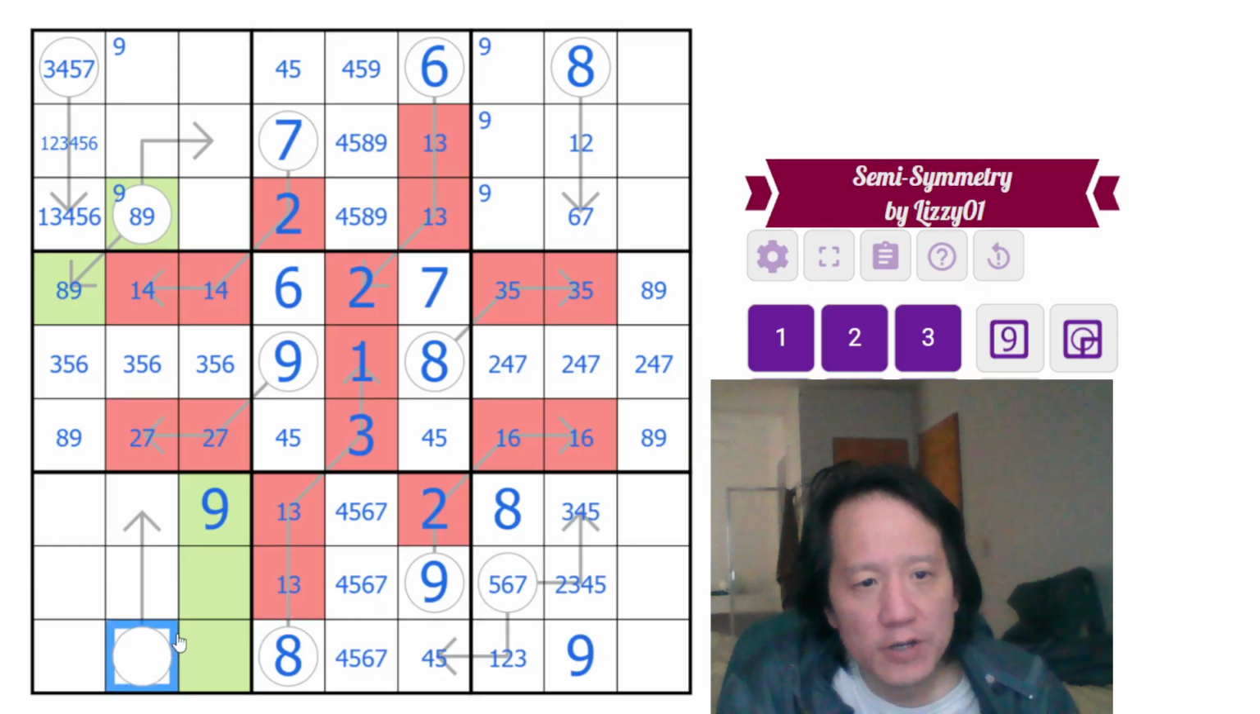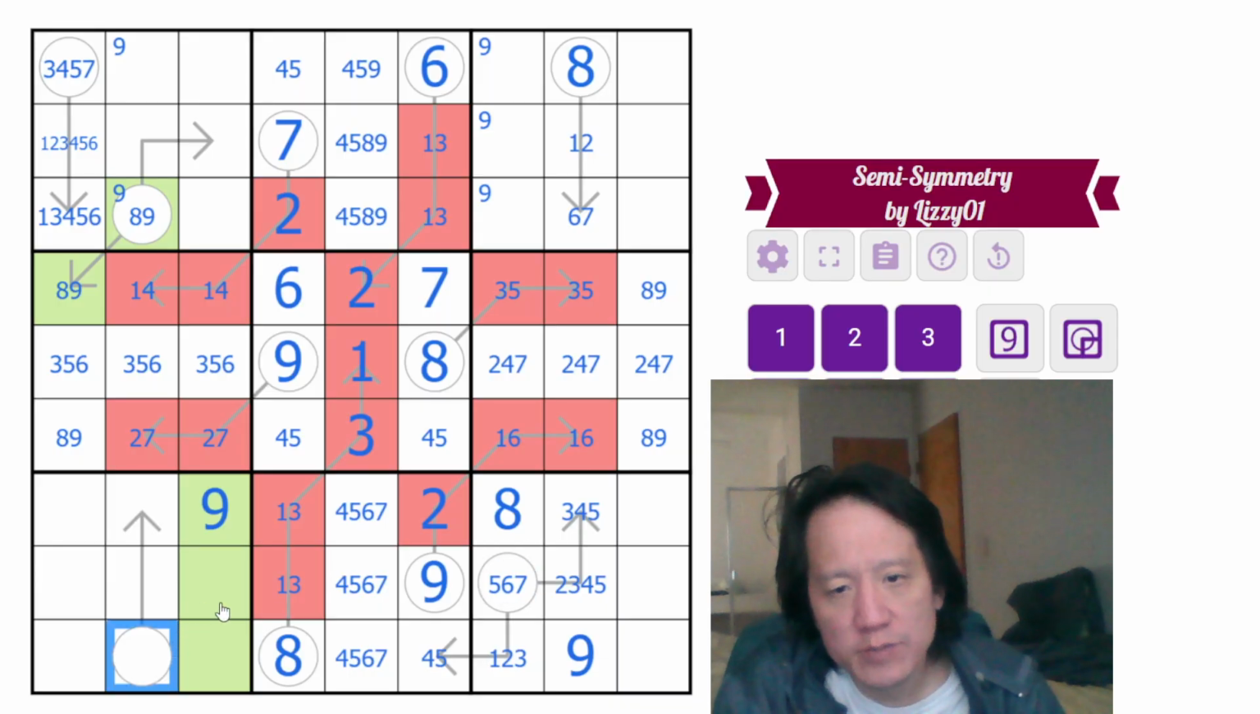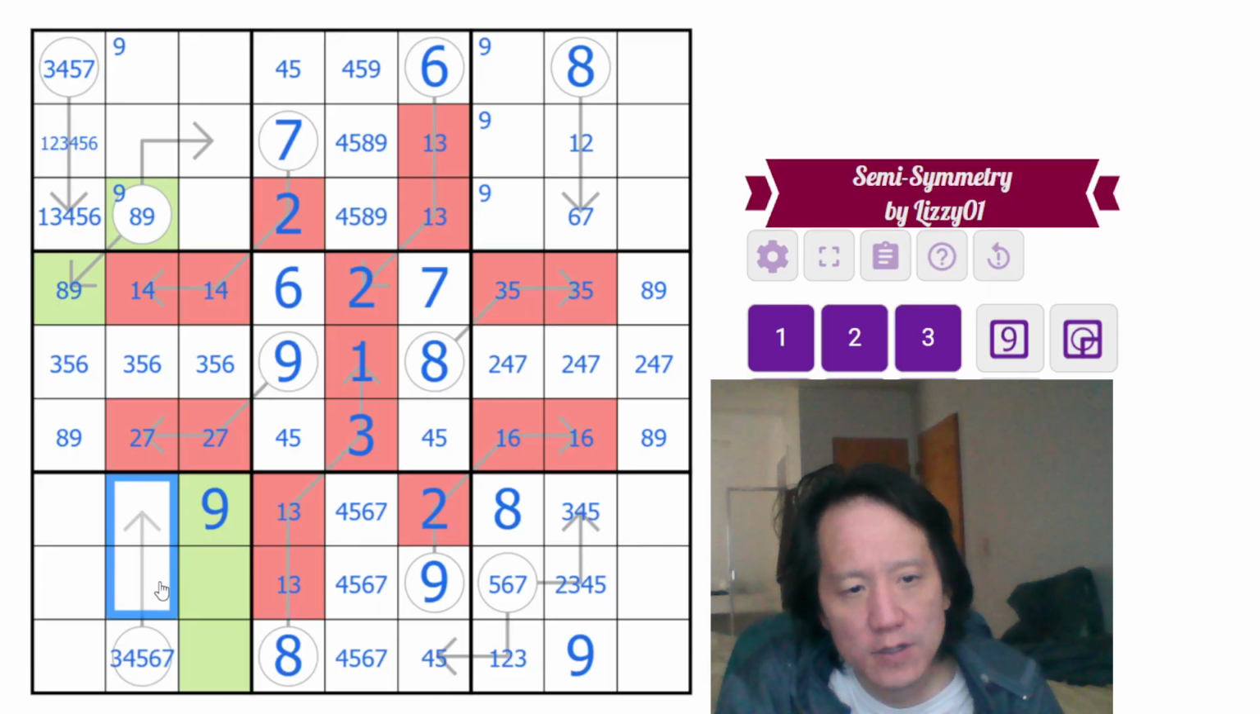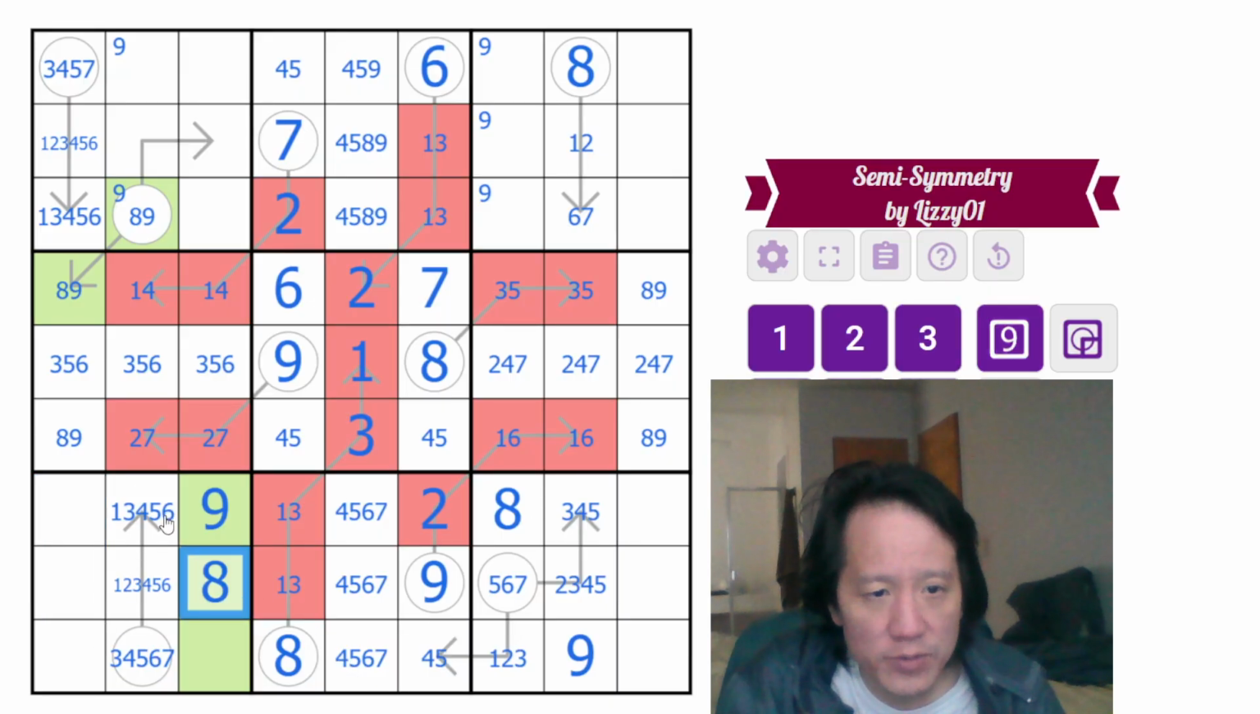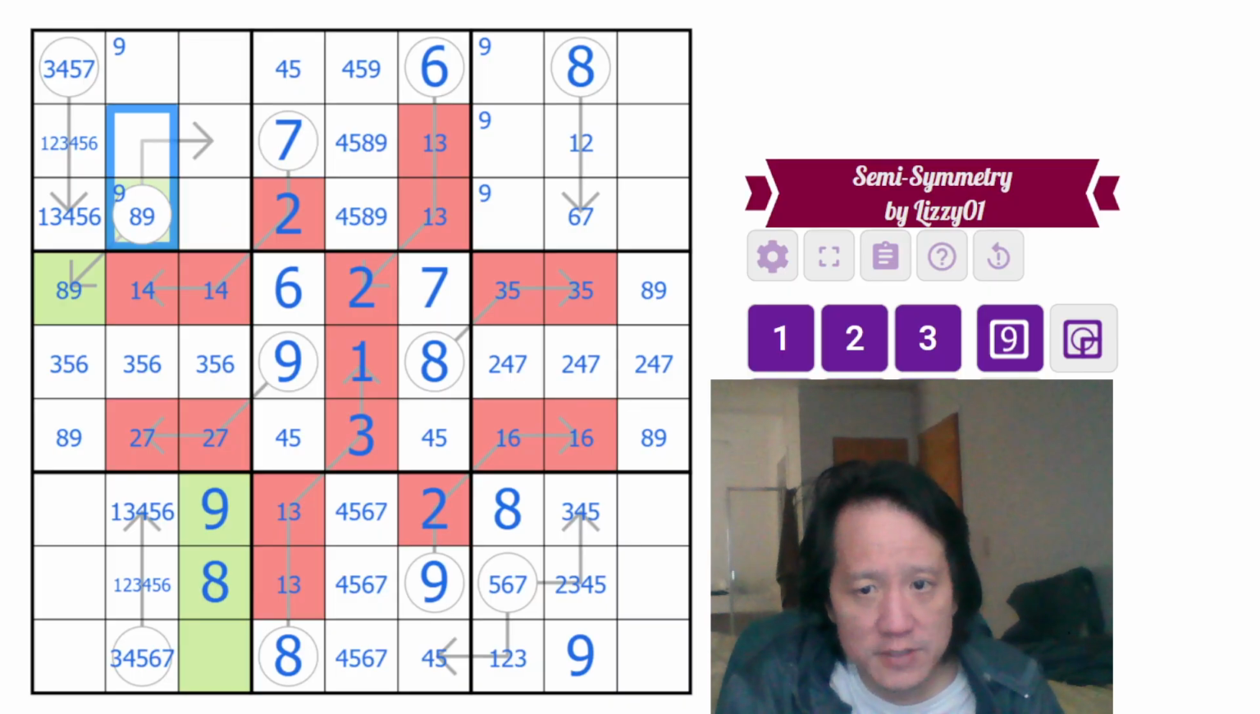This can't be 8 or 9. So it has to be 7 at most. 7, 6, 5, 4, 3. 1, 2, 3, 4, 5, 6. So this can't be 2. Where is 8? 8 can't be here. 8 can't be here. This has to be 8, because this can no longer be 8. Therefore, this can't be 8 here. The 8 has to be one of these two.